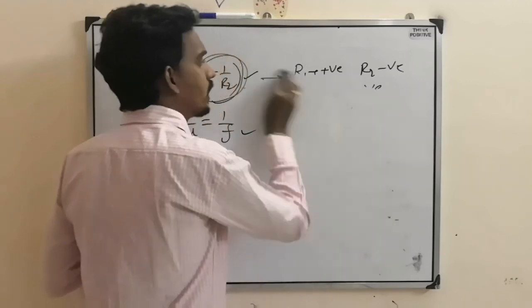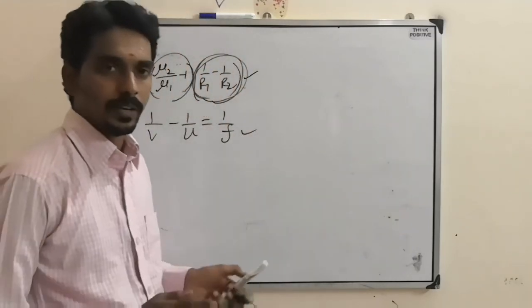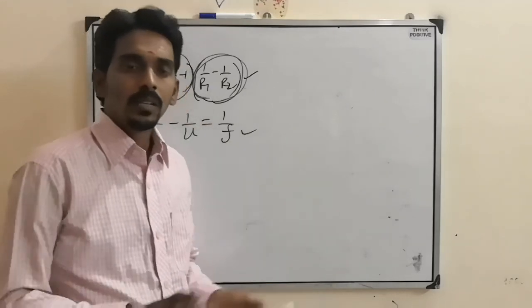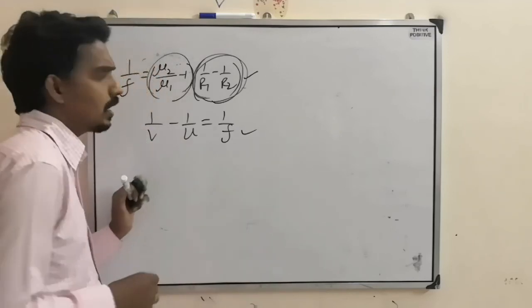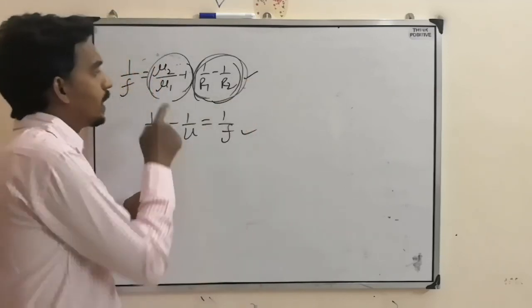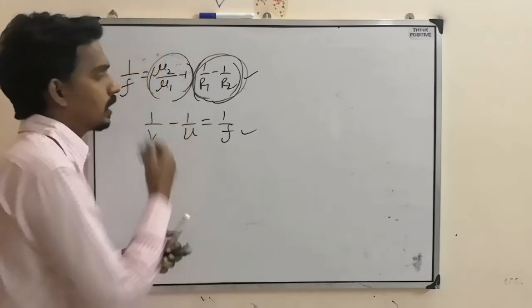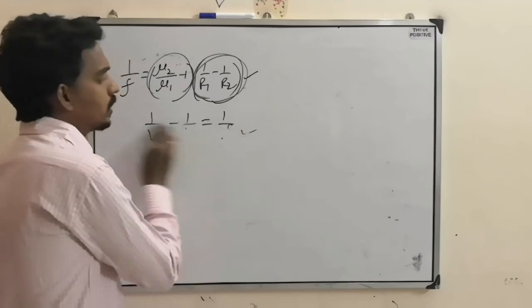But here one thing you can conclude: in case of mirror, the focal length was constant. You keep it in air, you keep it in water, you keep it anywhere, the focal length of the mirror always remains constant. But here the focal length of the lens depends on the medium. So when you change the medium, the focal length also changes. So here one more formula is this one.